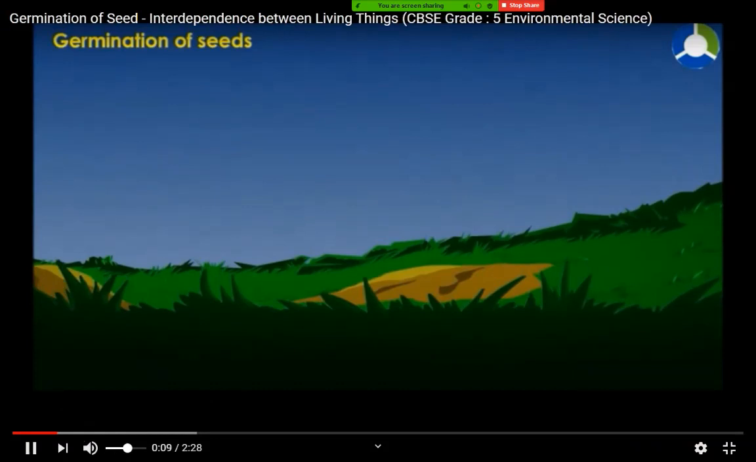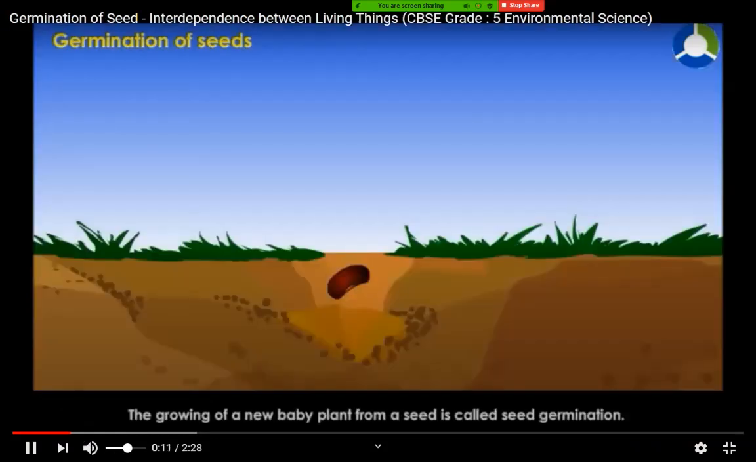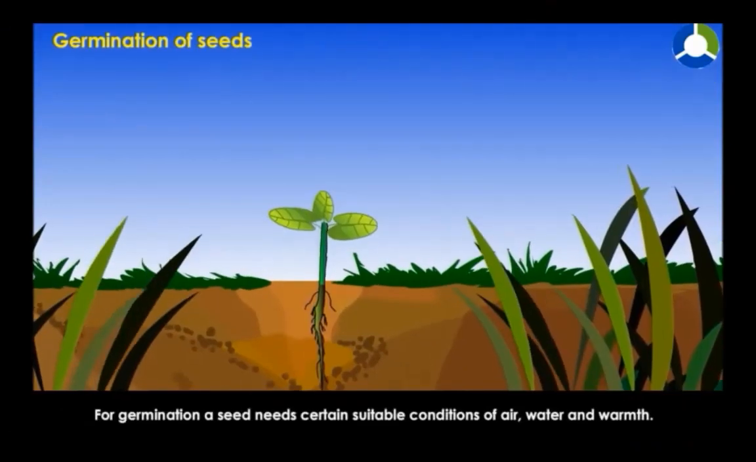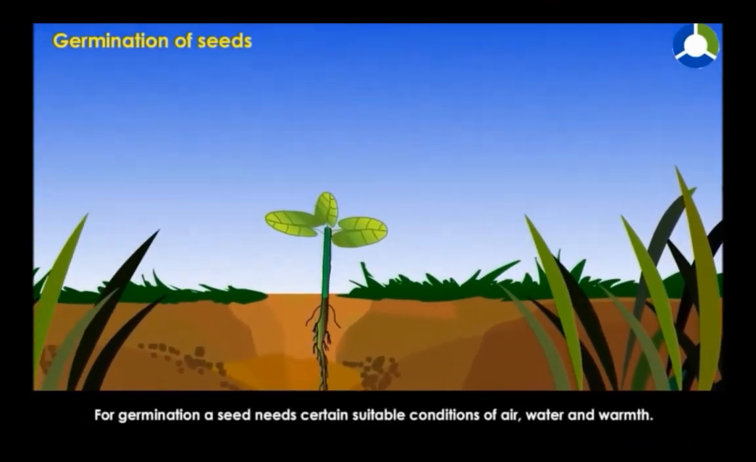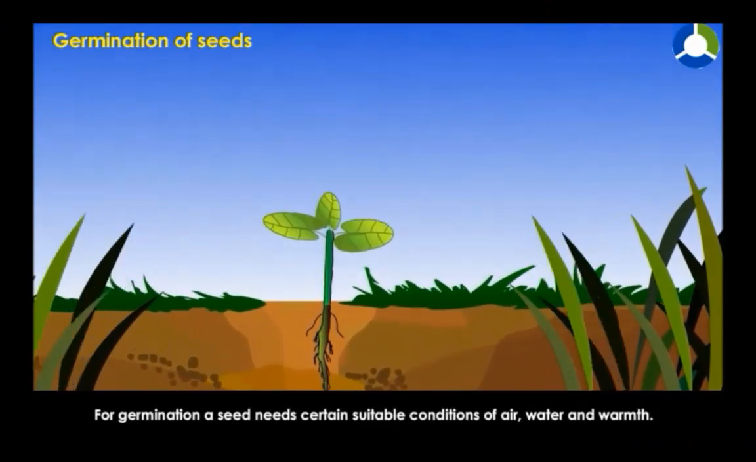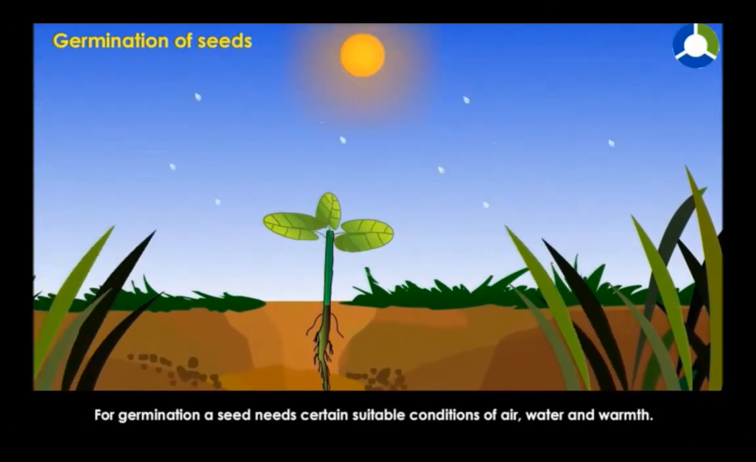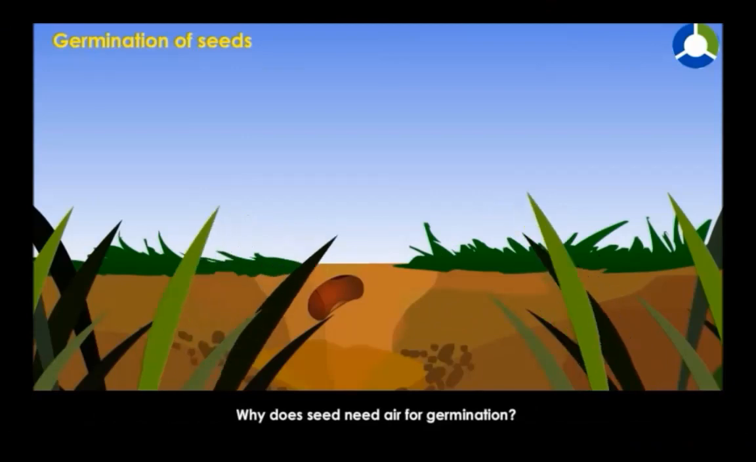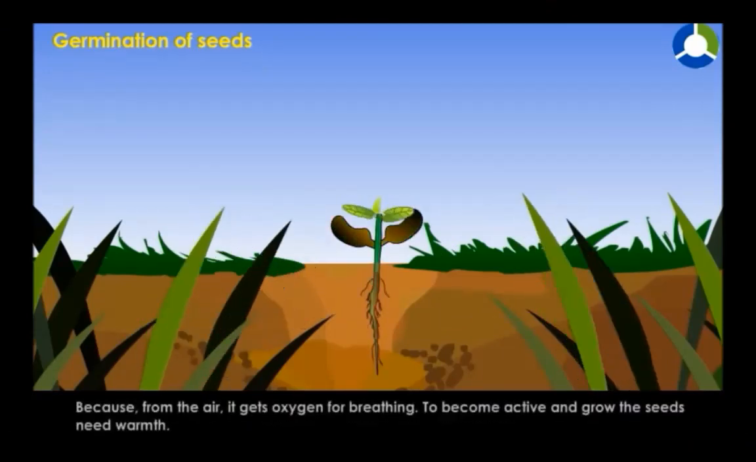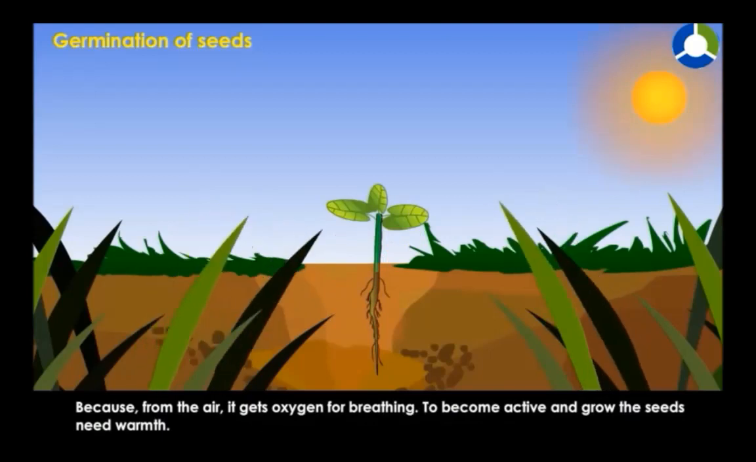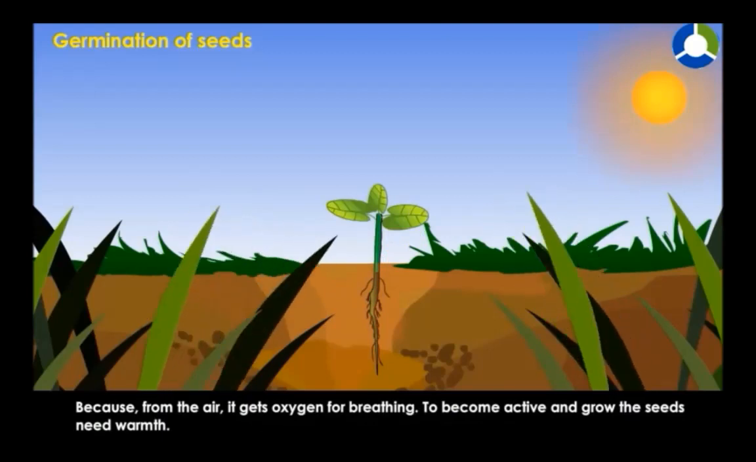Germination of seeds. The growing of a new baby plant from a seed is called seed germination. For germination, a seed needs certain suitable conditions of air, water, and warmth. Why does a seed need air for germination? Because from the air it gets oxygen for breathing. To become active and grow, the seeds need warmth.